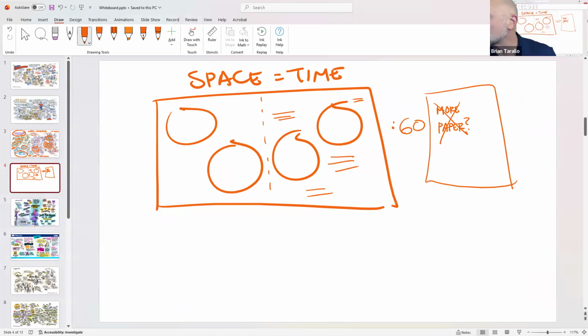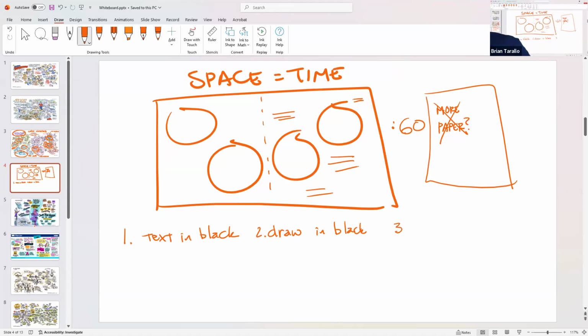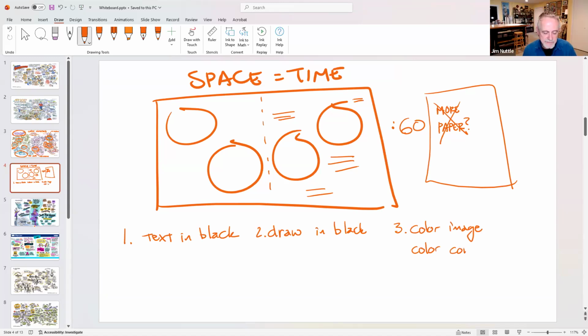And I notice that, help me if I'm wrong on this because I probably am, but it seems like you follow a bit of a protocol. The first thing is that you tend to capture first text in black, yes? And then maybe you'll also do some drawing in black, maybe that's number two. And then at the very end, you'll go back and color your images. And then you might color containers, like those clouds, like you were saying. Is that right? At the very end.